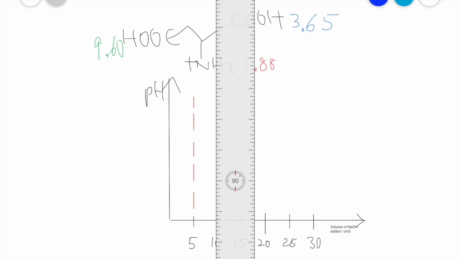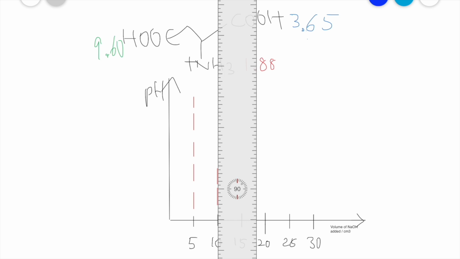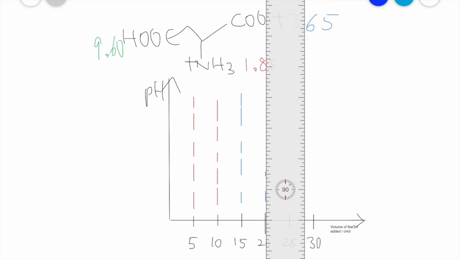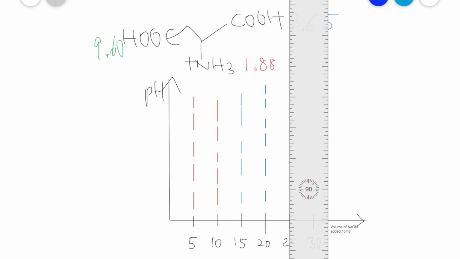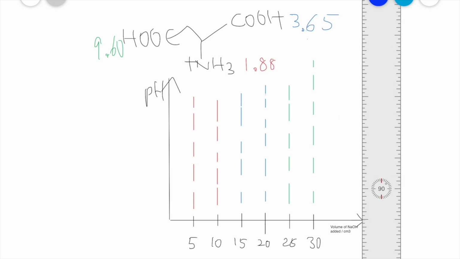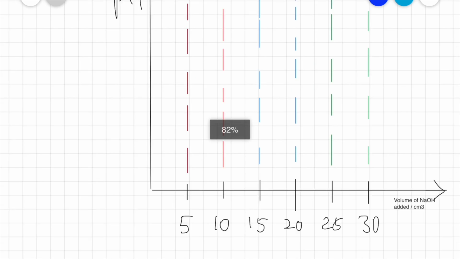5, 10, 15, 20, and 25 and 30. Okay, let's leave the ruler to the side first. I'll zoom in and then we can begin. I'll zoom in real big.